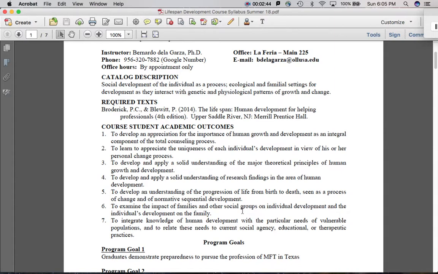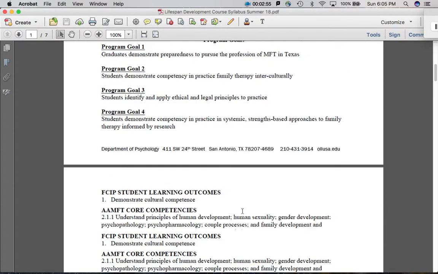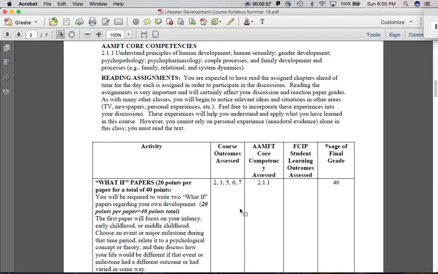So pretty much, what does it all mean? It means that we're going to look at the lifespan all the way from conception until death, and all these different factors that may potentially affect the individual's lifespan development or their development as a whole.